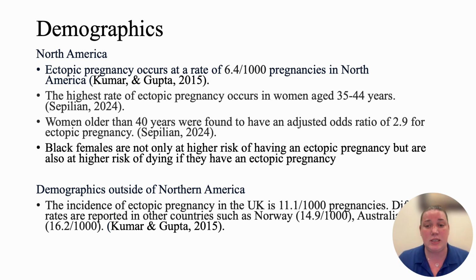Now, some statistics that I found outside of North America seem to show that ectopic pregnancies were at a higher rate in the UK. For every 1,000, there were 11.1 people diagnosed. In other countries like Norway, for every 1,000, there were 14.9. And then in Australia, being the highest, for every 1,000, there were 16.2 people diagnosed.